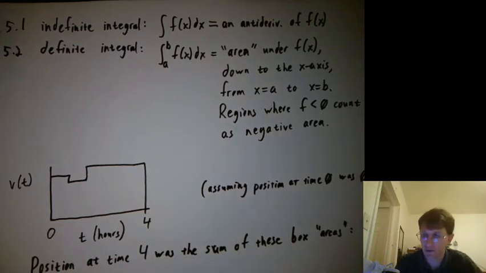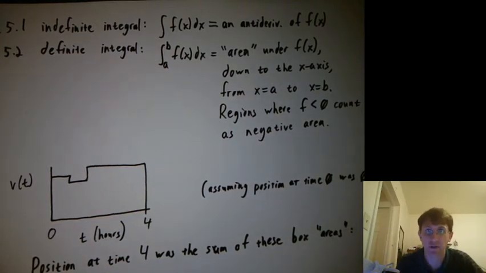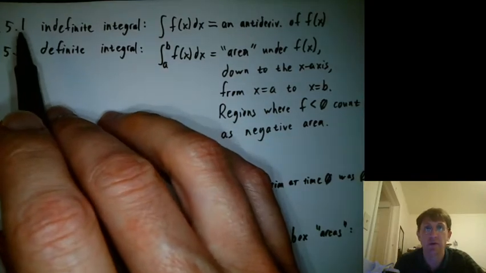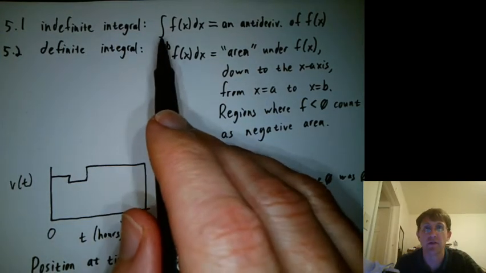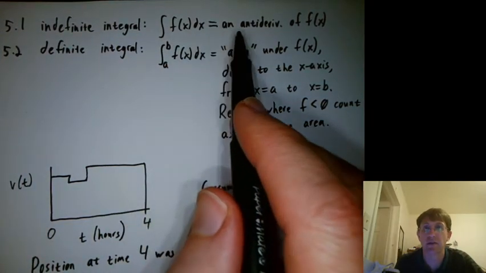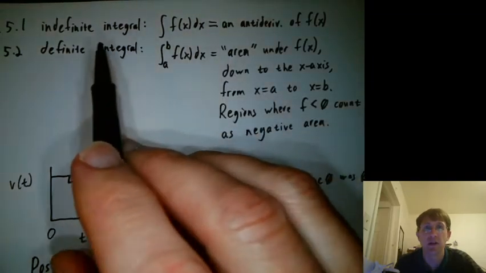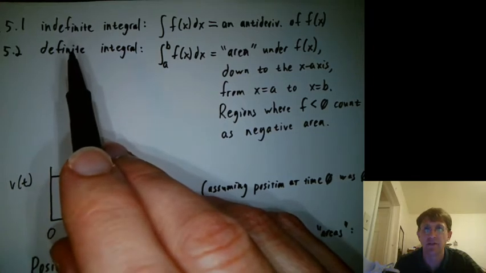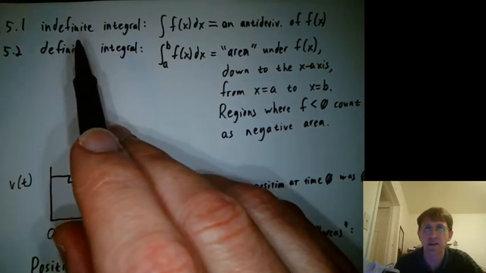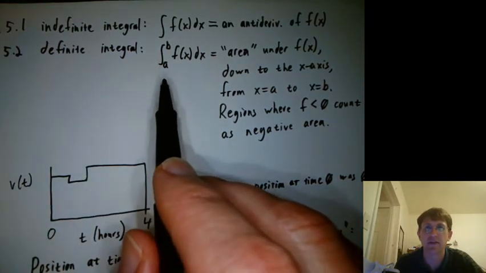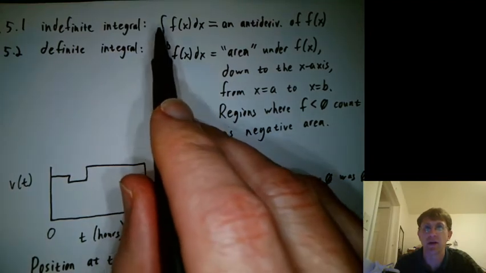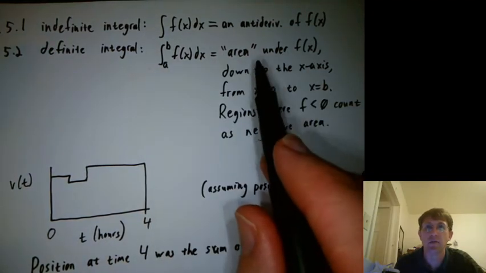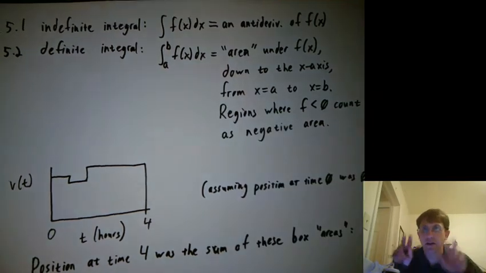So now we'll define some notation about this area under a curve concept. In chapter 5.1 we defined the indefinite integral, integral of f of x dx, which was an antiderivative of little f. Here in chapter 5.2 we're defining something called the definite integral, and it's definite not because the other one is fuzzy or anything, but because it has a definite starting point and ending point that the other one didn't have. And we're calling that the area.